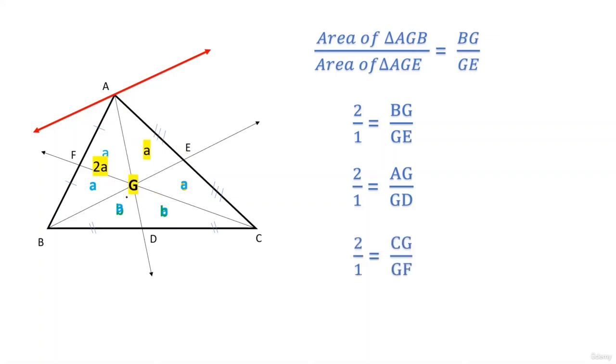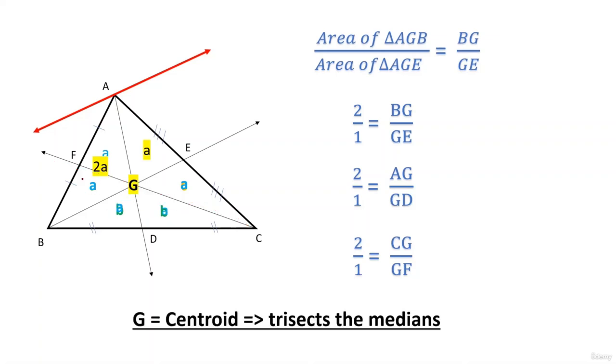And you can also prove that CG is to GF. This area is 2A, this area also is A. So the ratio of the areas is 2A is to A, or 2:1, right? That tells you that G is the centroid of the triangle, and the centroid basically trisects the median. So we understand the basic property 2:1 after reaching this level. I hope it's very clear now. So the centroid trisects the median. The proof is using the concept of areas.